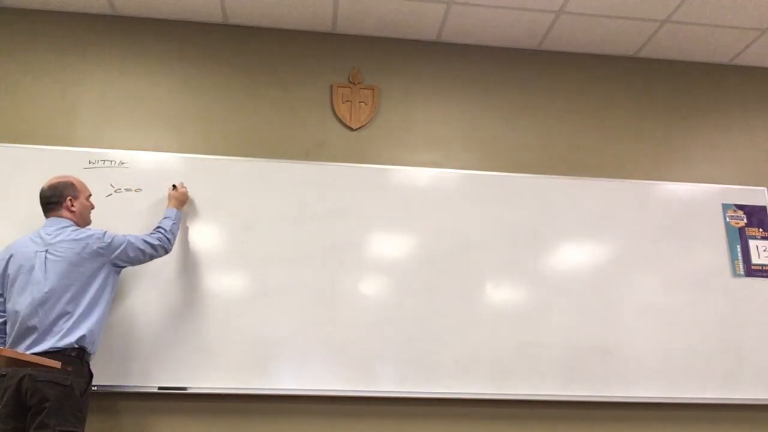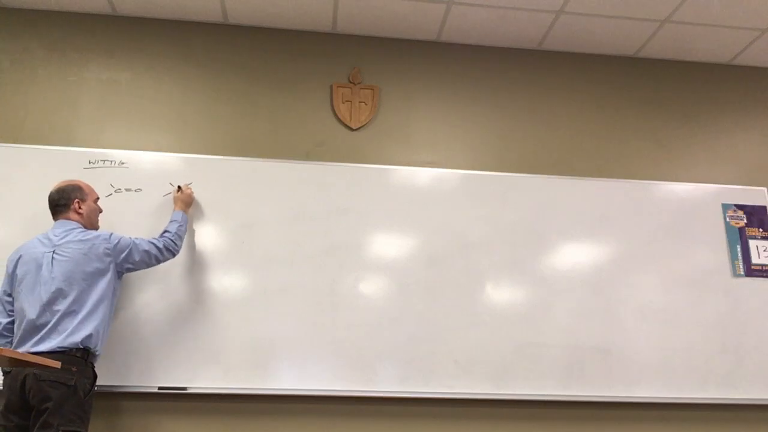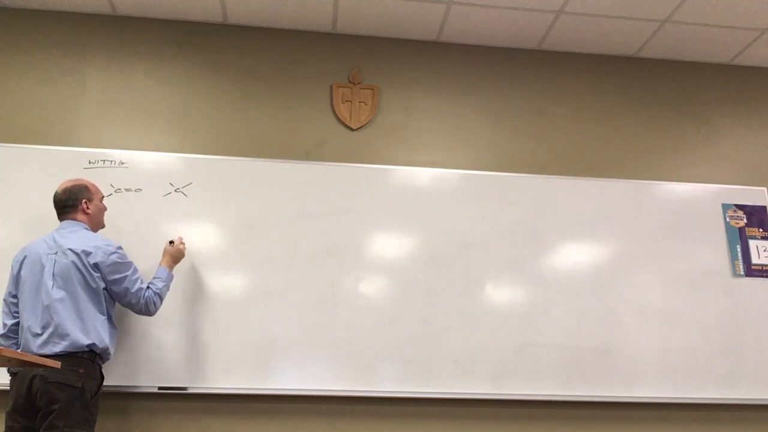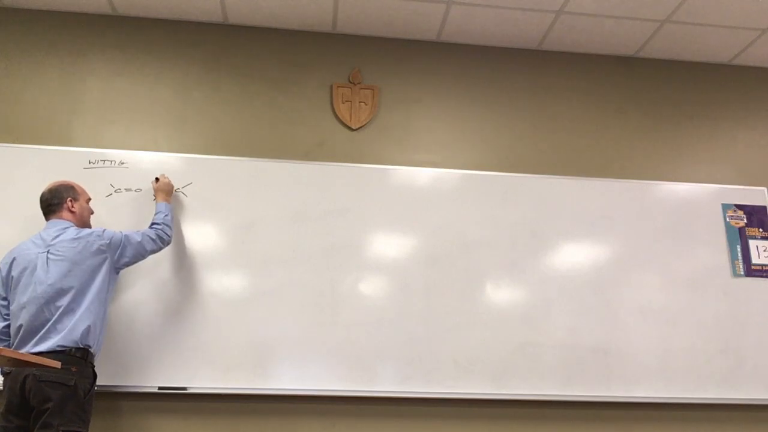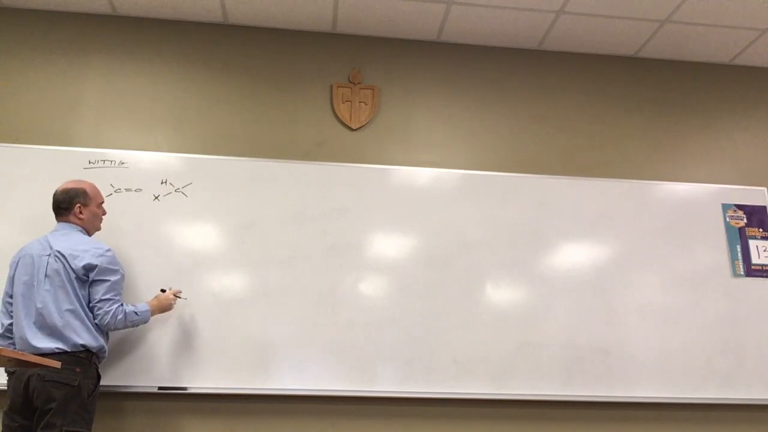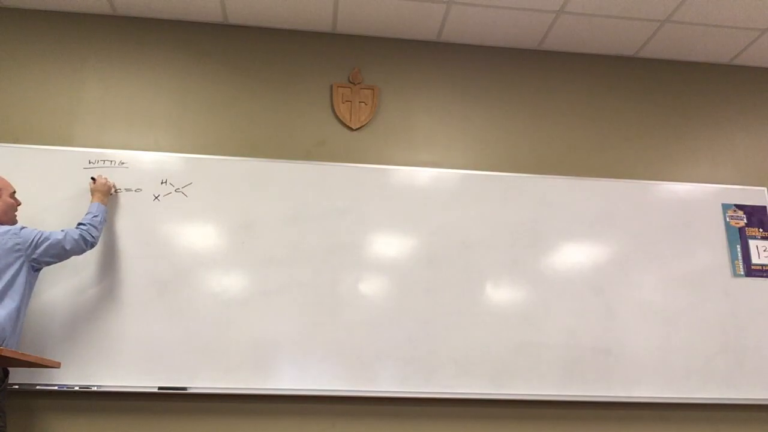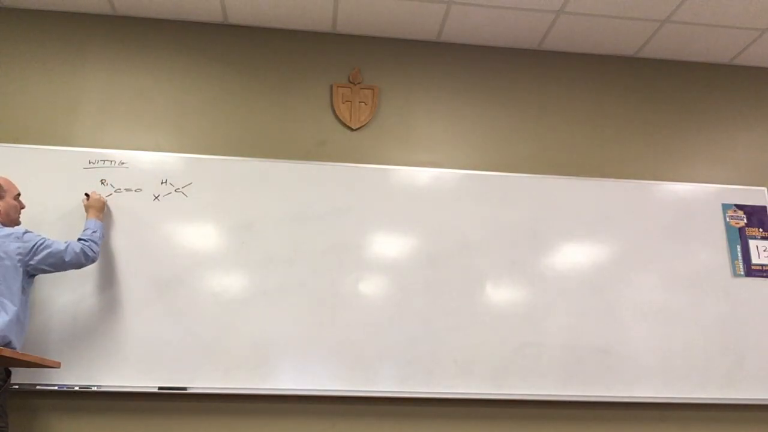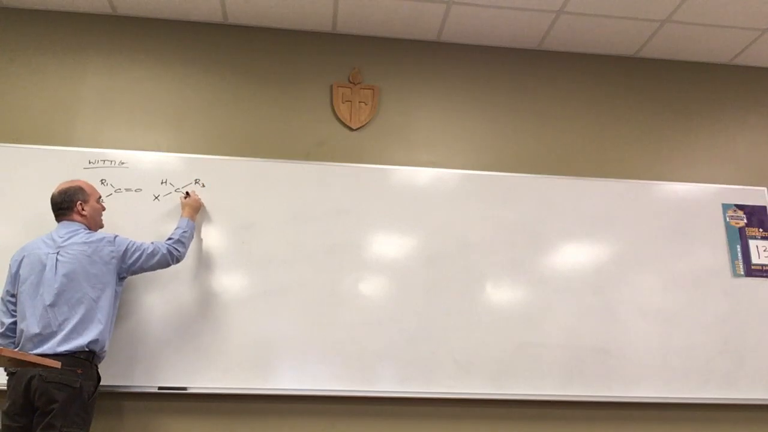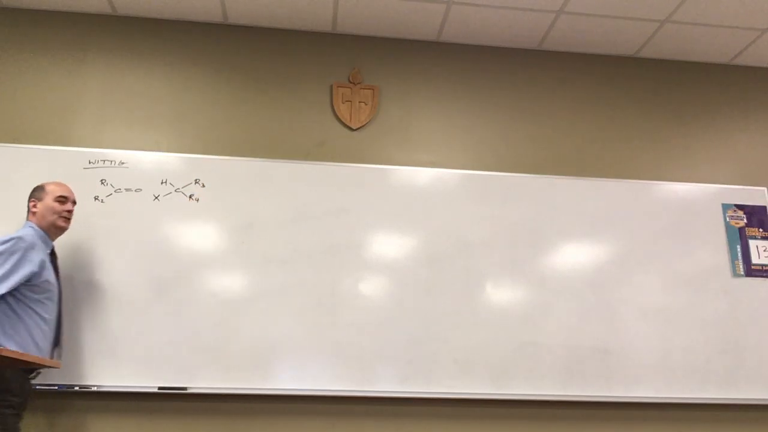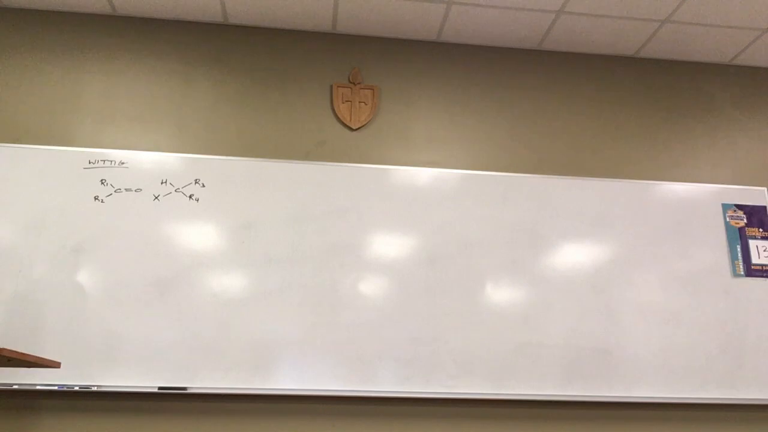Here's the carbonyl. Here's the haloalkane. Let's have this be an X, this be an H. And then this can be R1, R2, R3, and R4. So you do that just for distinction? That's all that means? I'm like, okay.